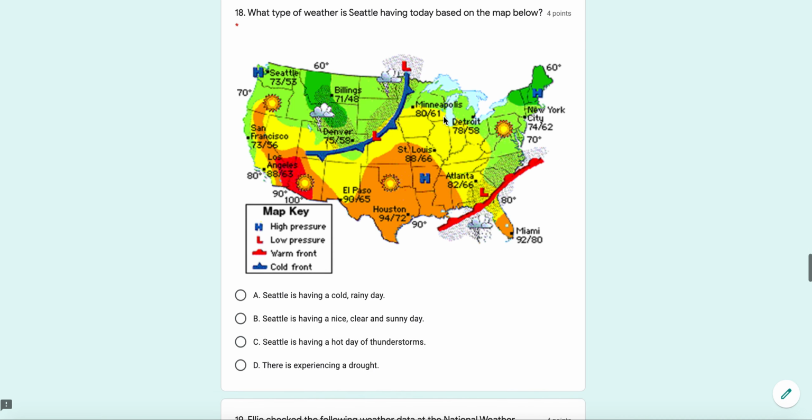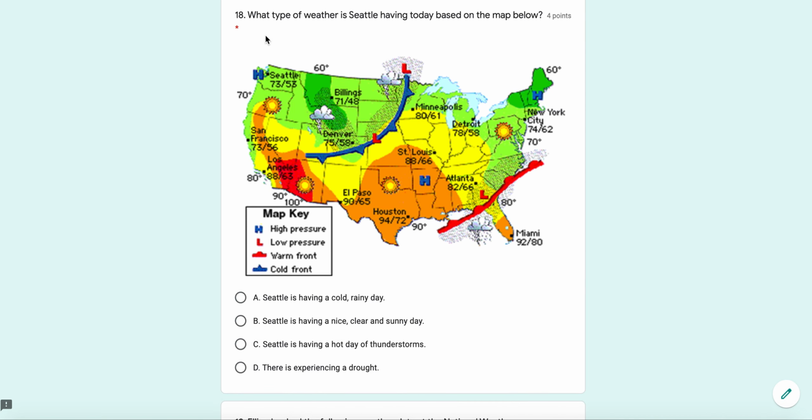Number 18, what type of weather is Seattle having today based on the map? Seattle's right here. A, Seattle is having a cold, rainy day. B, Seattle is having a nice, clear, sunny day. C, Seattle is having a hot day of thunderstorms. D, Seattle is experiencing a drought.